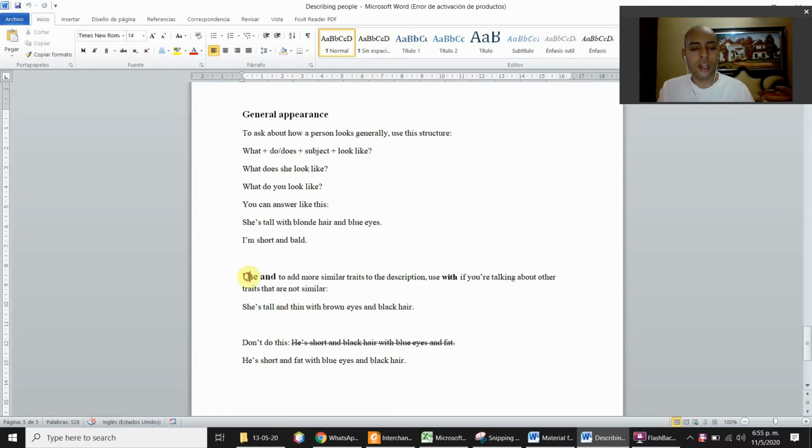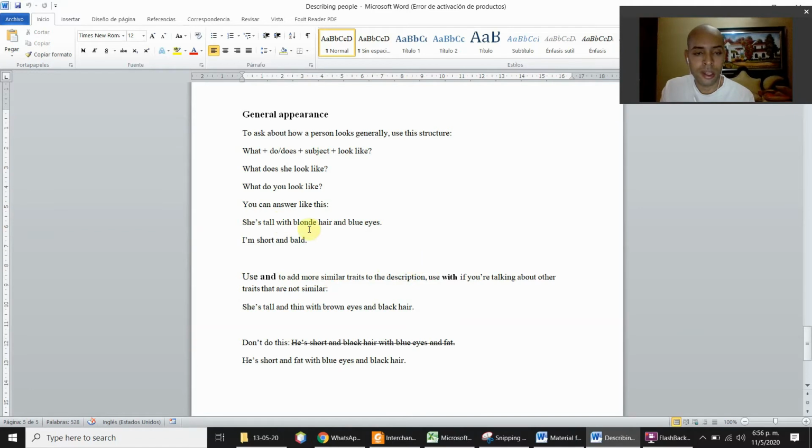And and with are used differently. As you can see here, we use with and and differently. She's tall with blonde hair and blue eyes. So the difference, when do you use with and when do you use and? You use and to add more similar traits to the description.